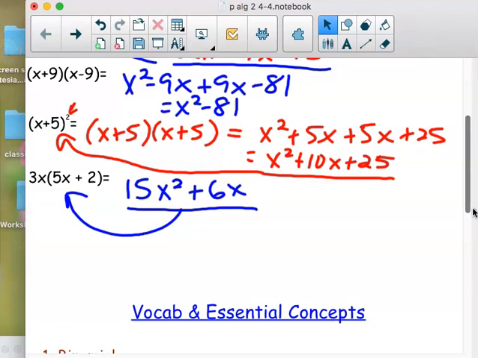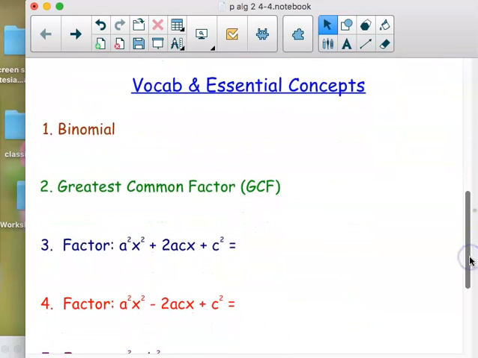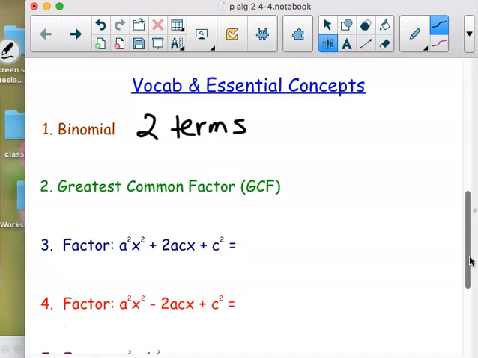So, we have a lot of vocabulary, as I'm sure you've already noticed, for this. One of the big ones is going to be a binomial, and we have to know that a binomial means it has two terms. Now technically, when we talk about terms, terms have to be separated by addition, but we're just going to think about the fact that if we have parentheses and we have a plus or a minus in between two terms, then that's a binomial. And then number 2 says greatest common factor.